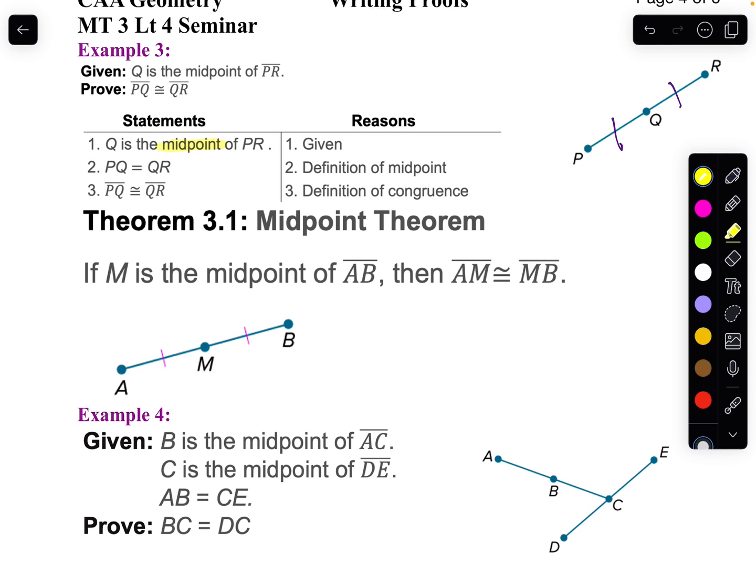Now notice what I'm trying to prove though. I'm trying to prove PQ is congruent to QR. All I have to do is change my equal sign to a congruent sign. And we know we can do that because that's the definition of congruence. Sometimes we'll say definition of congruent segments because we're dealing with segments. And notice this step matches what I'm supposed to prove. That is how you know you're done with your proof.